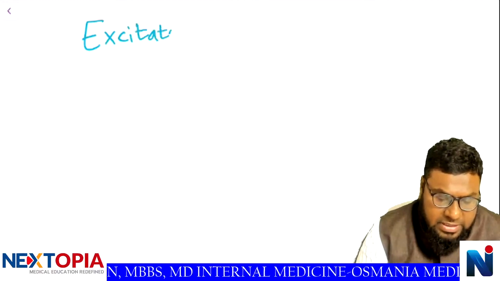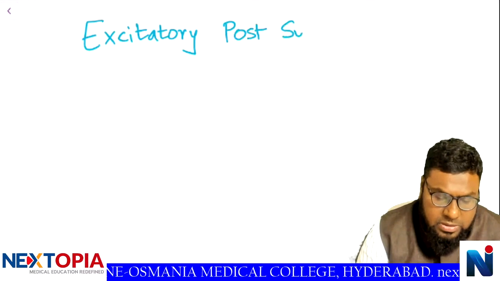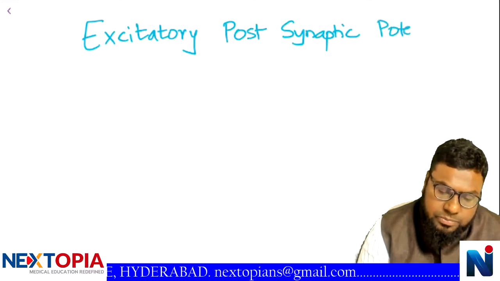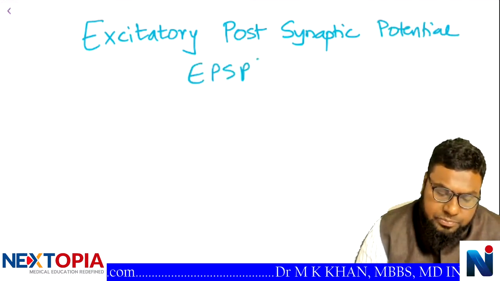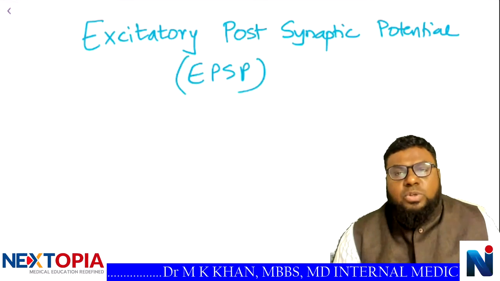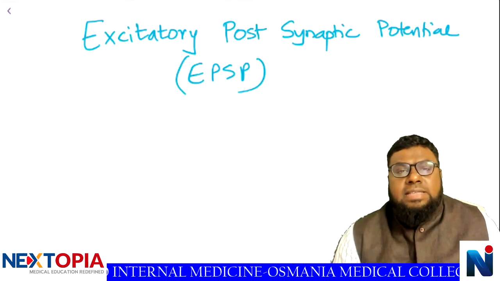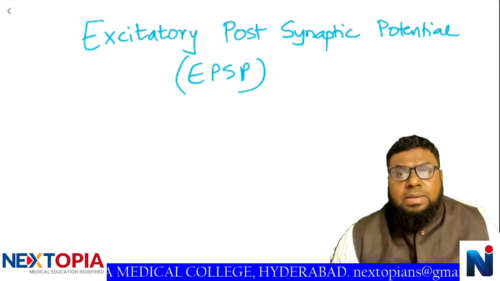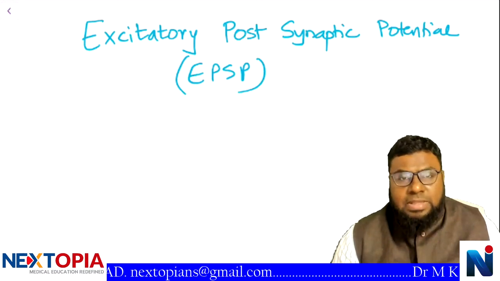We'll try to understand this property now. Excitatory postsynaptic potential, or in other words, you can call it EPSP. The excitatory postsynaptic potential is an excitability of the postsynaptic neuron, which is more likely to fire an action potential from the presynaptic area.